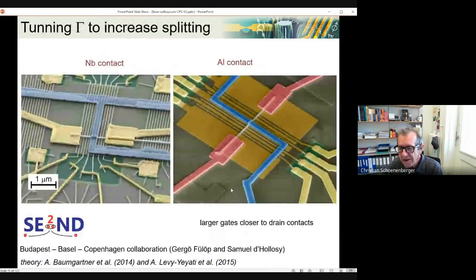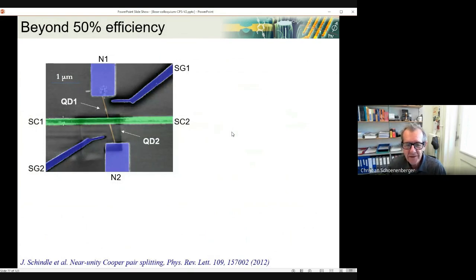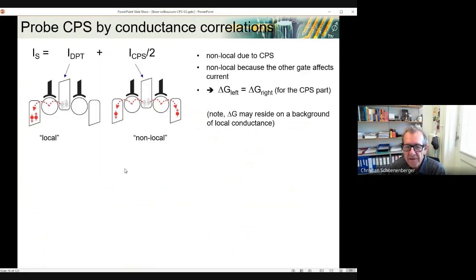But it turned out that it's not so easy to make these devices with many gates. One of my students, Jens Schindele, was very successful, maybe by luck, using a carbon nanotube device. So this is a carbon nanotube device. The superconductor is aluminum in the middle, shown here in green, and a dot forms here on the top and a dot forms here on the bottom. And in this experiment, he found a very strong non-local current, which is shown here as a splitting.